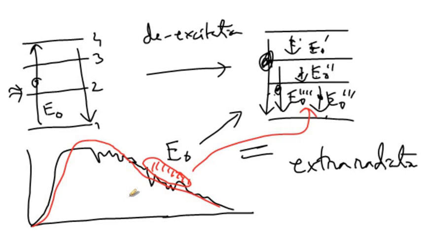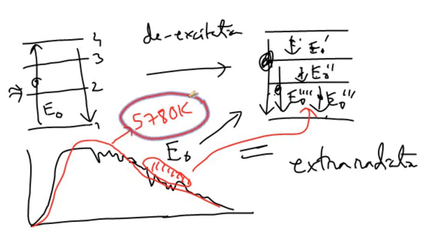Okay, and this profile actually corresponds to 5780, this is the real number, Kelvin. So the solar surface corresponds to a black body with 5780 degrees Kelvin temperature. And this is our solar spectrum, this one. Fine. So what did we really gain?